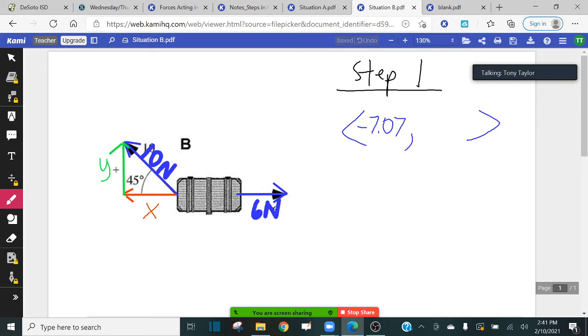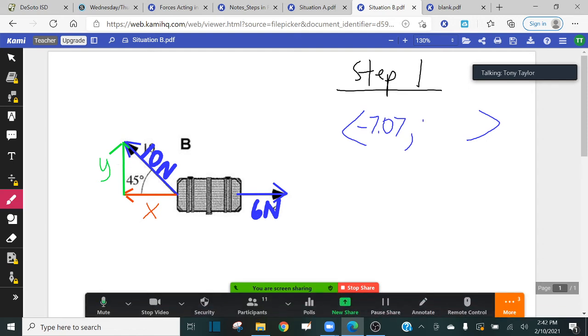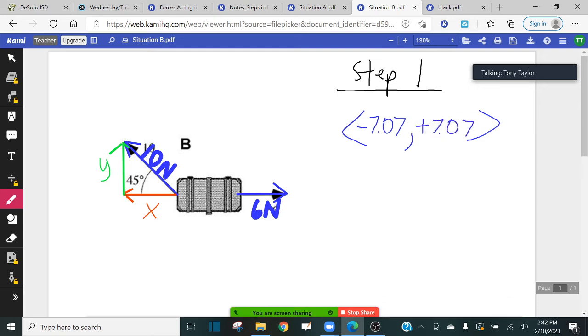So it should, guys, it should be obvious to you all what that is. If it's acting upward, that's positive. Yes, thank you, Angelina. Positive. 7.07 newtons. Okay. So everybody follow me so far? This 10 newton force, if we split it up into its x and y components, would be a negative 7.07 and then a positive 7.07.